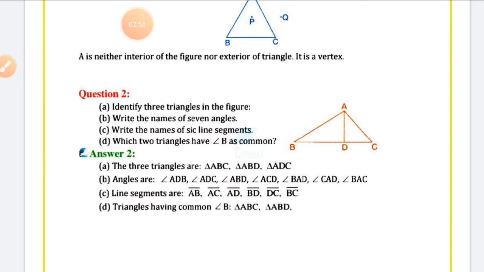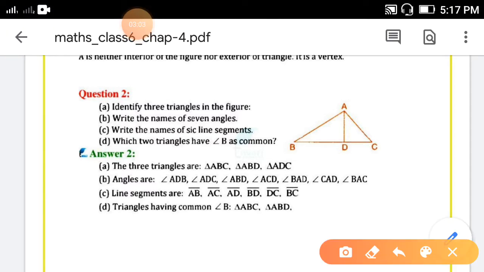Then question number 2, a triangle is given. You have to give answers to some of the questions. First one, you have to identify 3 triangles in the figure. So I'll draw the triangles. I'm not going to give the names because your answer is given. You check. This is the first one. This is the second one. And this is the third one. Now you can give the names.